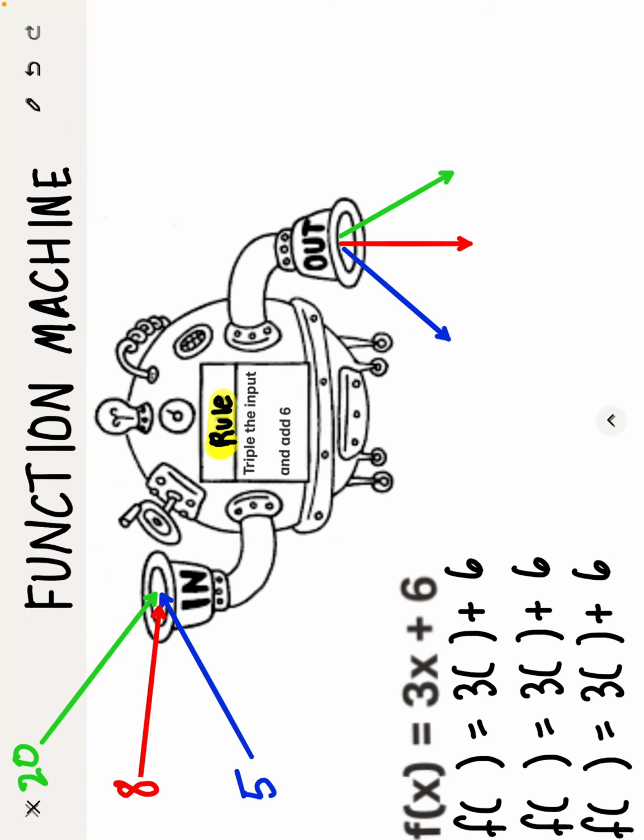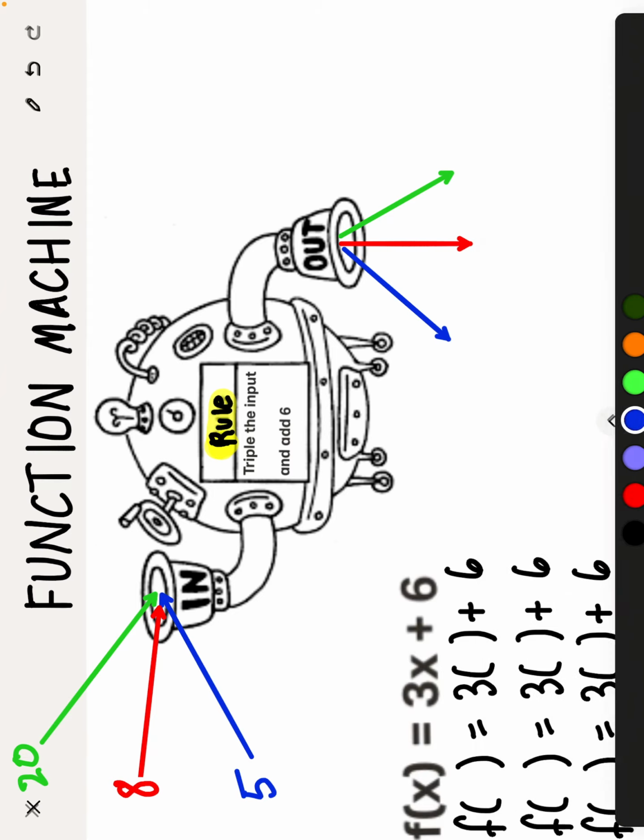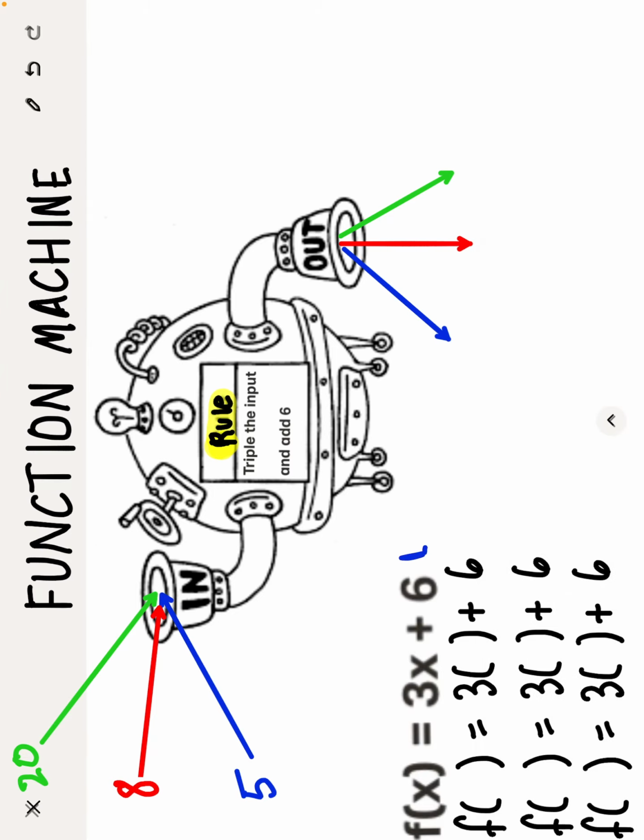All right, so here's a function machine. And the rule is we're going to take an input and we're going to triple it and then we're going to add 6 to it. That's what we're doing, right? So in particular, this is a function. It says f of x equals 3x plus 6, right? And whenever you see f of x or g of x or something like that, that generally indicates that you're dealing with a function.